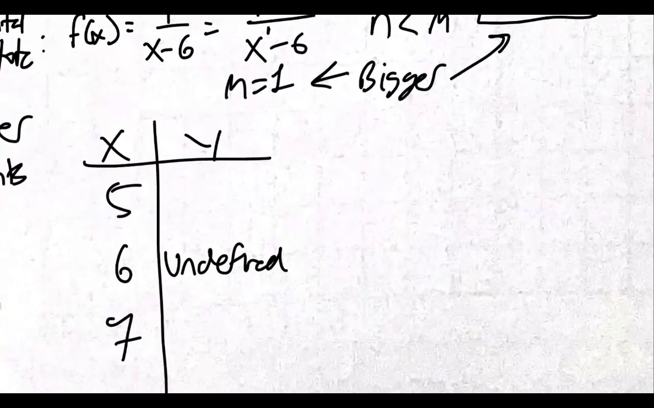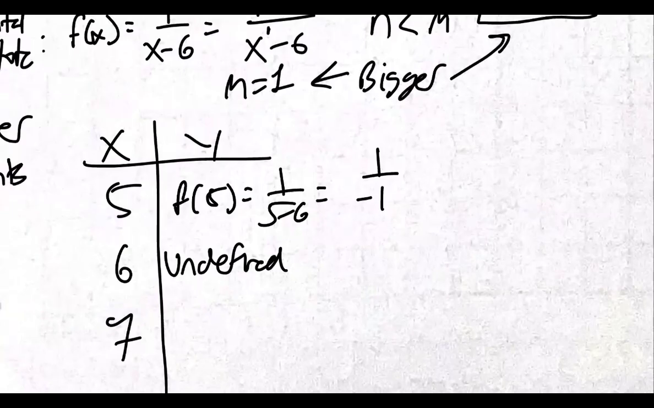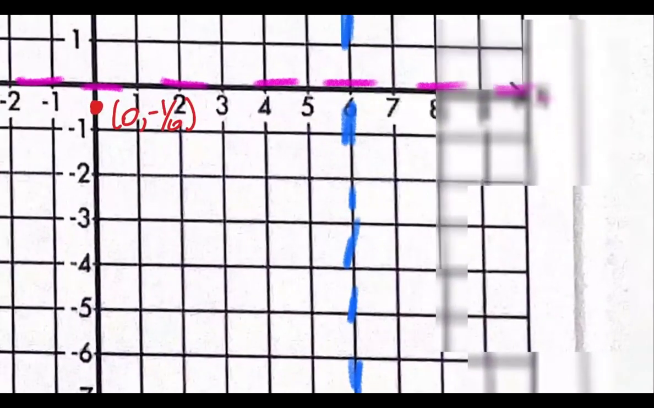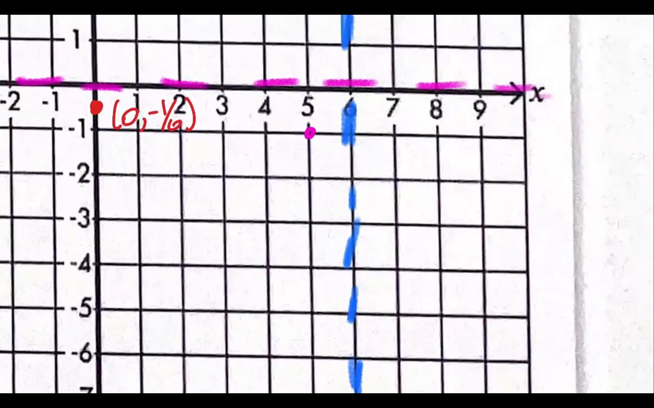So f of 5 equals 1 over 5 minus 6, which in this case is -1. So 5, -1 is one coordinate. So 5, -1 is right here.